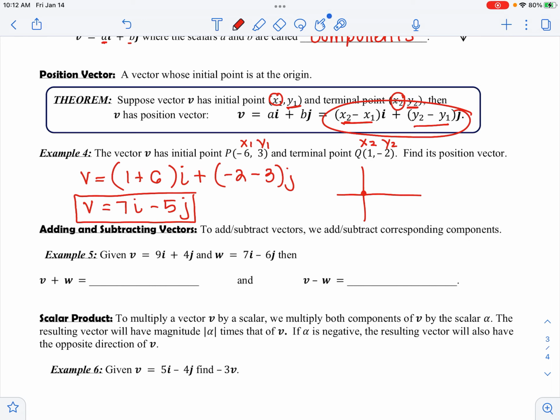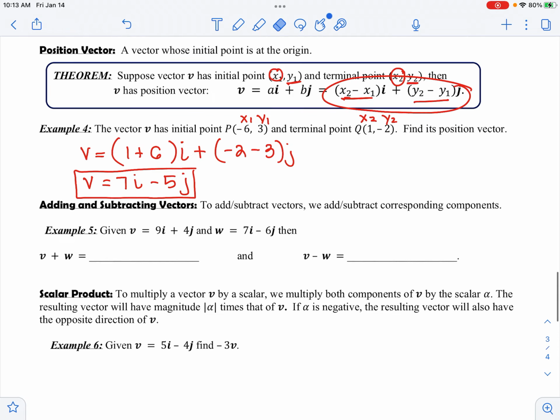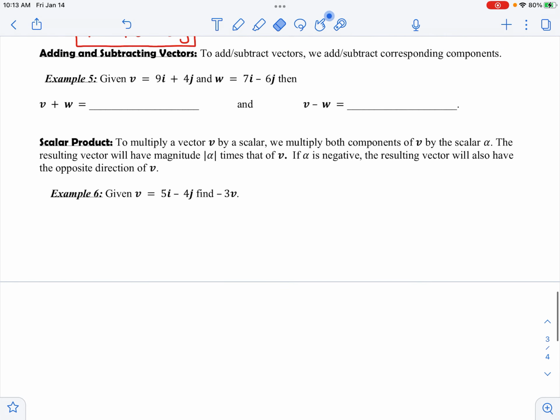If I wanted you to draw it, like if I wanted you to move it to the origin, you can say it starts here, it goes right 7 and down 5, and there it is. There's your position vector. And it's just the same vector that has points (-6, 3) and (1, -2). It's just moved, so the initial point is at (0, 0).